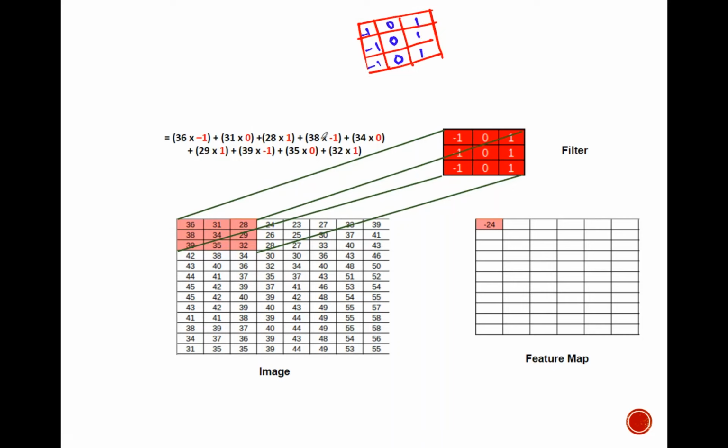Now, 36 multiplied by 1, 31 multiplied by 0, 28 multiplied by 1, 38 multiplied by again minus 1, 34 multiplied by 0, and 29 multiplied by 1, 39 multiplied by minus 1, 35 multiplied by 0, 32 multiplied by 1. So what will happen? It generates the feature map. Now you see 1, 2, 3, 4, 5, 6, 7, 8. An 8 by 8 is convolving with a 3 by 3.